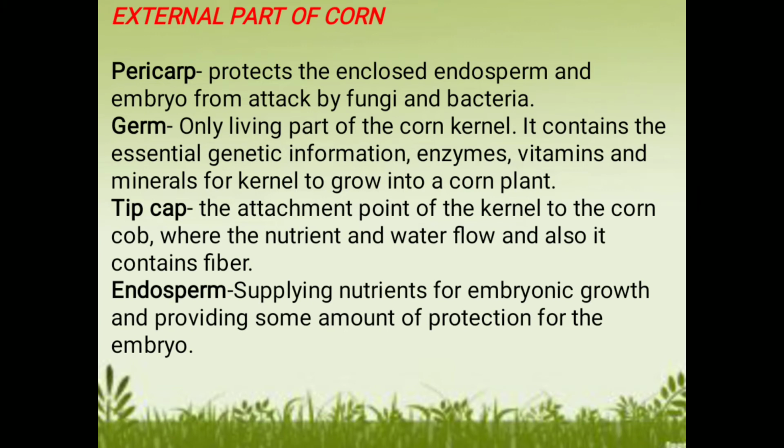Next is the external part of corn, which is the pericarp, that protects the enclosed endosperm and embryo from attack by fungi and bacteria. Next is the germ, the only living part of the corn kernel. It contains the essential genetic information, enzymes, vitamins, and minerals for the kernel to grow into a corn plant. Then the tip cap, the attachment point of the kernel to the corn cob, where nutrients and water flow, and it also contains fiber. Then the endosperm, supplying nutrients for embryonic growth and providing some protection for the embryo.